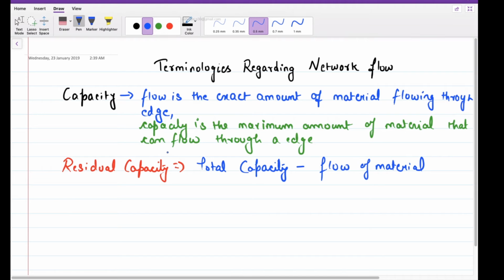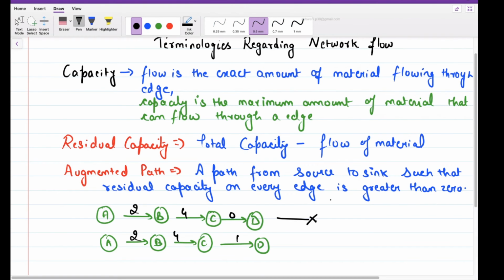Suppose there is a path with vertices A, B, C and D, and the weights are distributed as 2, 4, 0. As you can see here, there is an edge which has 0 weight, so the residual capacity here is 0. So this path cannot be an augmented path. Whereas if the edges are given in this manner, like A, B, C and D, and the weights are 2, 4, 1, here you can see there is no edge in this path where the residual capacity is 0. So this path is accepted as an augmented path.